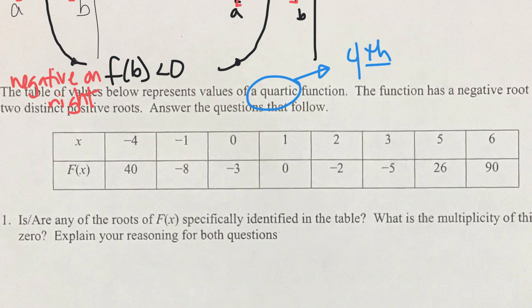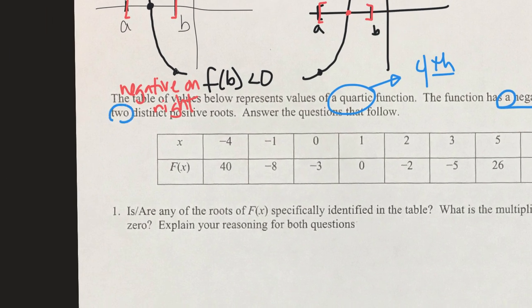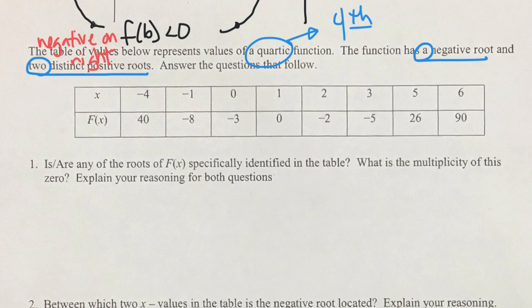So the function has one negative root, just one negative root, and two distinct positive roots. So we only have two positive roots, on the right side of the y-axis, and one negative root, one root on the left side of the y-axis. So let's look at our points here, and let's see if we can make a little sketch of our graph and see what's going on.